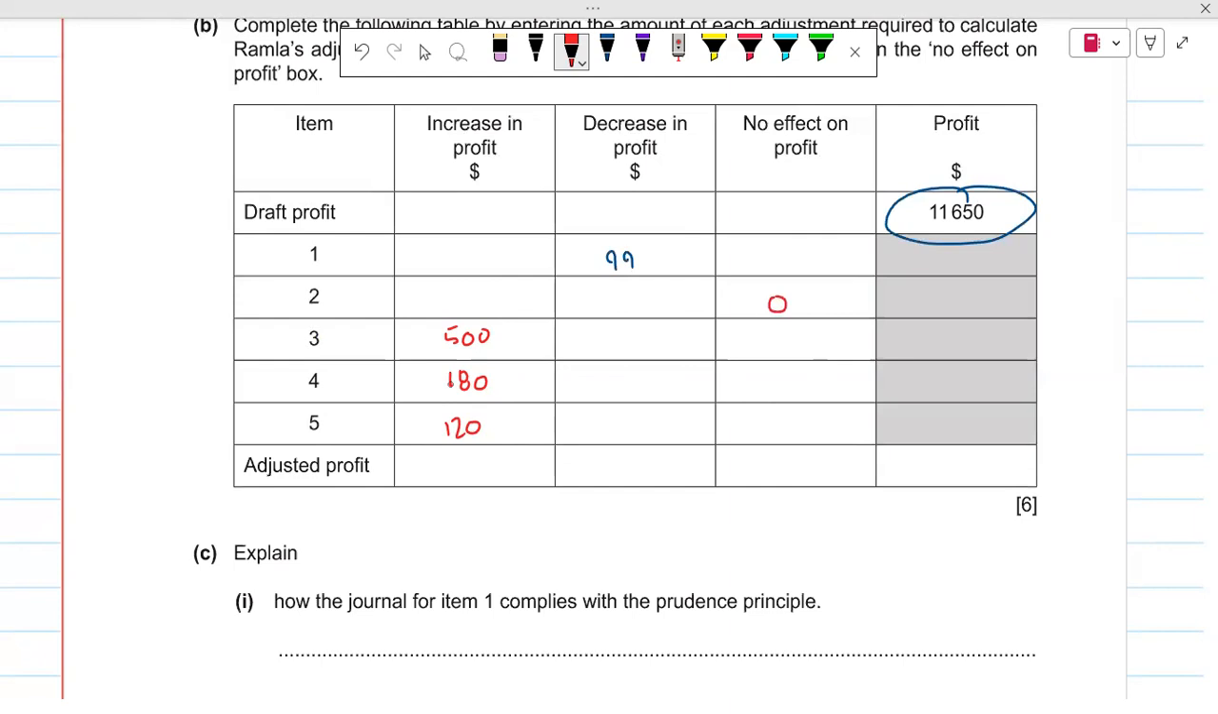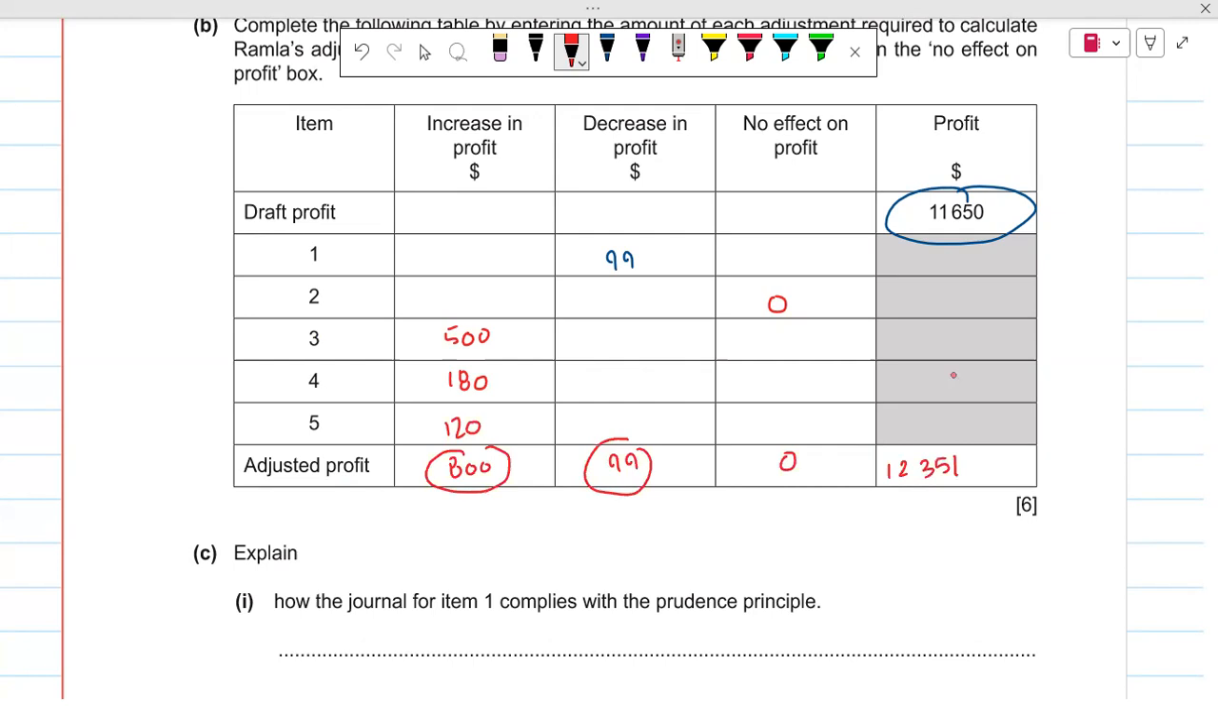So the amount which will increase the profit would be 800, decrease is 99, effect is 0. So we will add 800 into the 11650 and deduct 99 from it. So we have 12,351 as our adjusted profit.